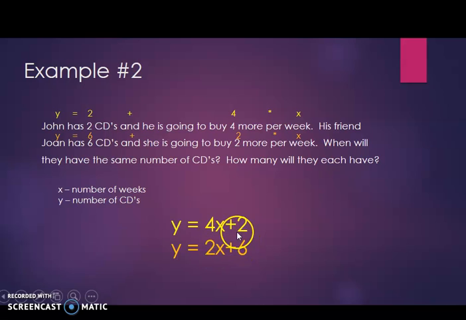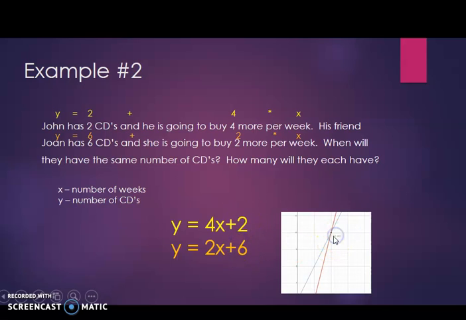So there's your equation. Now we can look right here, we can see that this has a slope of 4, this has a slope of 2. So we know right now that there's going to be one solution because those are not parallel lines. This has a y-intercept of 2, this has a y-intercept of 6. Okay, so if we were to graph that, it would look like that.